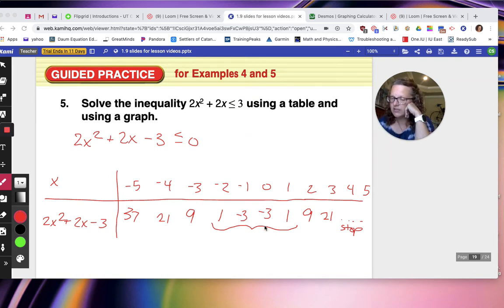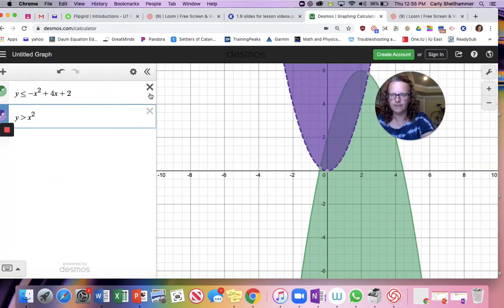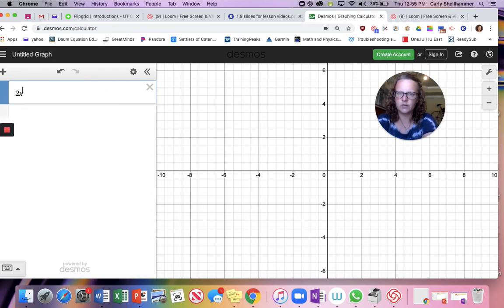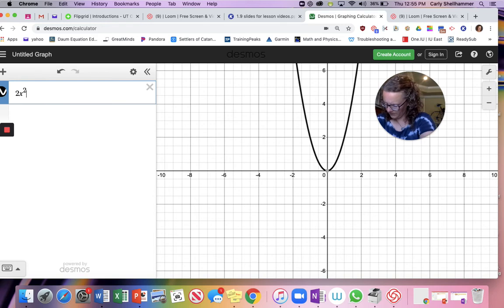All right. We're going to graph this one in Desmos just so we can do something a little bit quicker. I'm going to do 2x squared plus 2x.